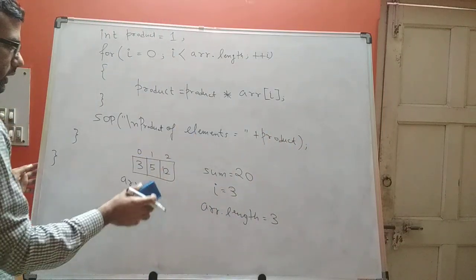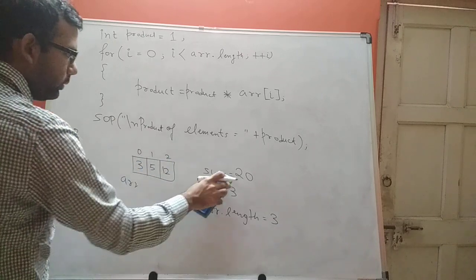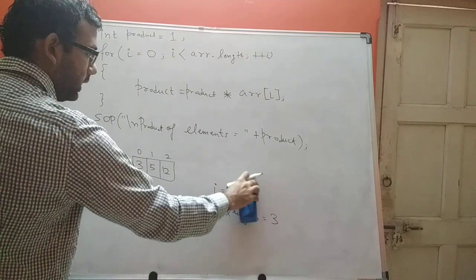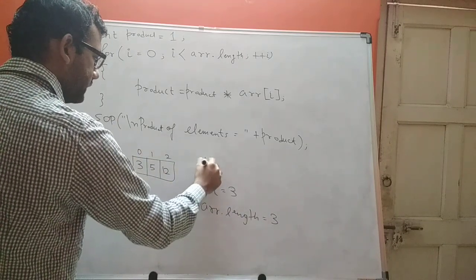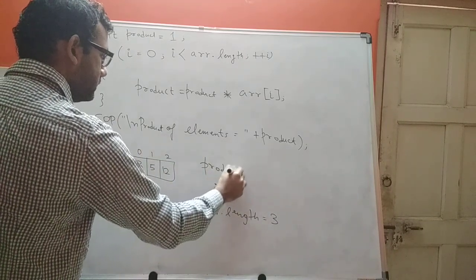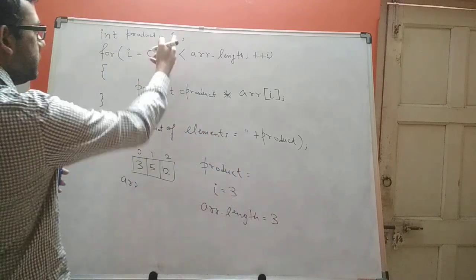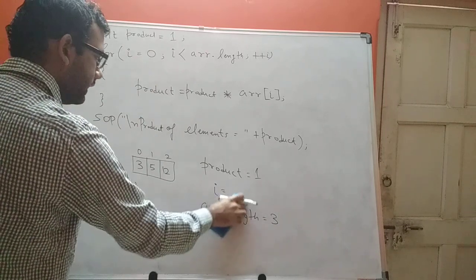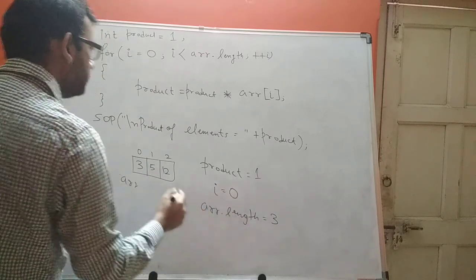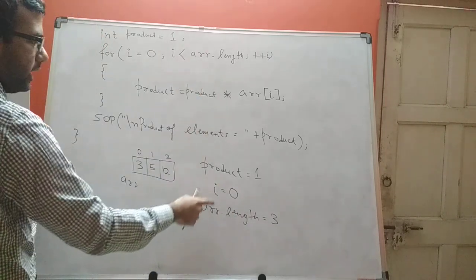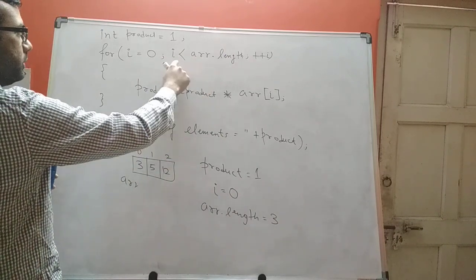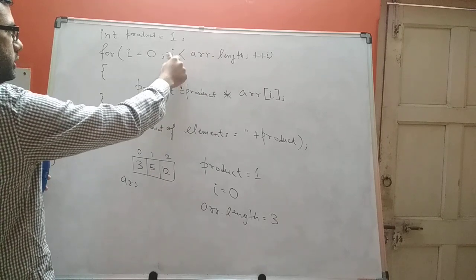Okay, now let's do a dry run. Let's say the array is 3, 5, 12. Now, instead of a sum variable, I'll have a product variable, which is initially how much? Initially it is 1. Now the loop starts. Initially the value of i is 0. Now you check, is i less than arr.length? Yes, arr.length is 3, which happens to be greater than i. So this condition is satisfied.